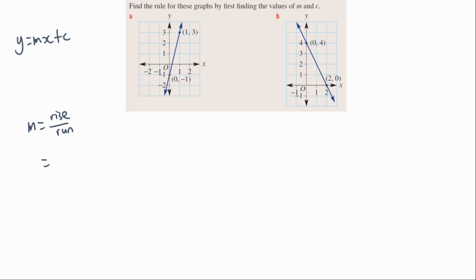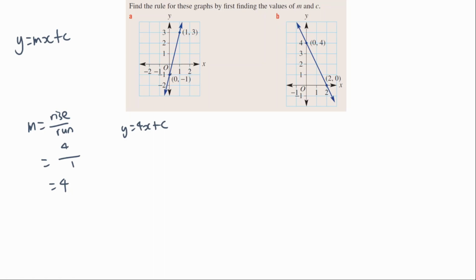And we're going to find the rise, which is using these 2 points here. We're going up 1, 2, 3, 4 spaces, and going to the right 1 space there. So our gradient is in fact just 4. So we've got part of the equation now. That'll be y equals 4x plus c. We need to find c now.